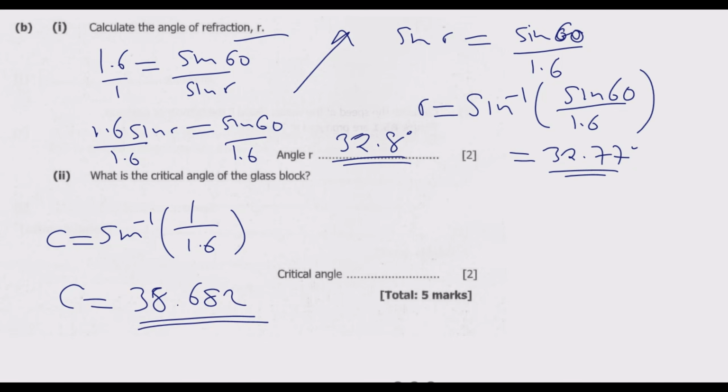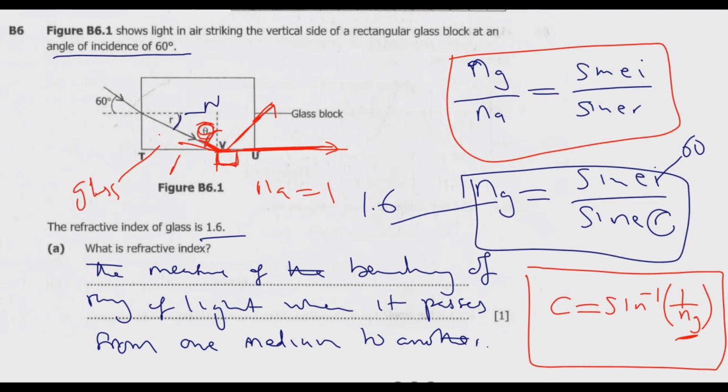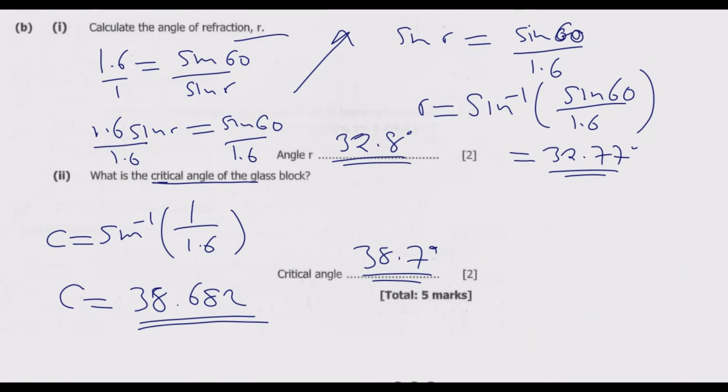38.682. When simplified to one decimal place, this becomes 38.7 degrees as the angle of incidence that will make it move in this direction. So this will be the value, 38.7. So basically this is how you answer this question to get the full marks. It's important that you understand these key concepts.